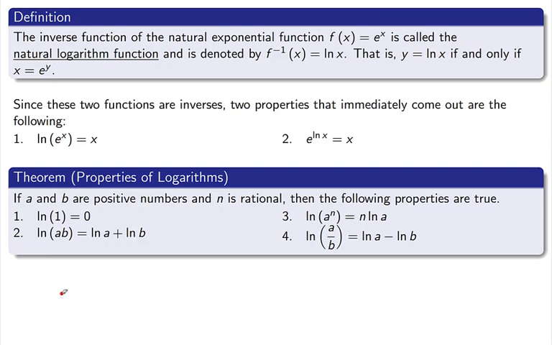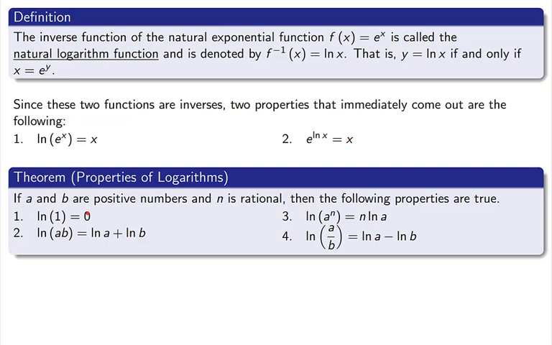With that said, there are a few properties that come out of logarithms. First off, the natural log of e to the x, again these two are inverses, so they would cancel each other out and just leave x. e to the natural log of x would also cancel itself out and just leave x. And then there are a few properties of logarithms that come out of just working through the details of how the exponential function and the logarithmic function work together. You'll discover these four properties.